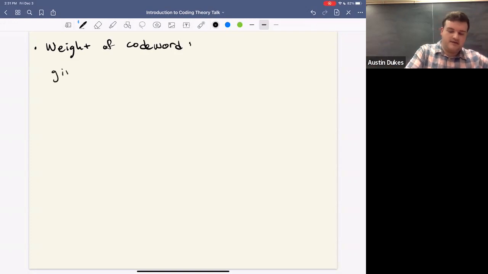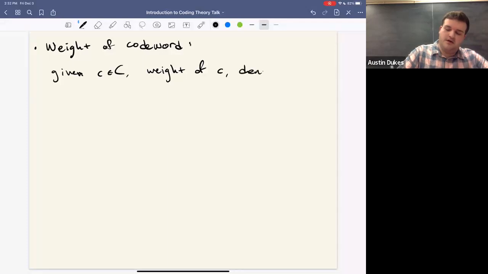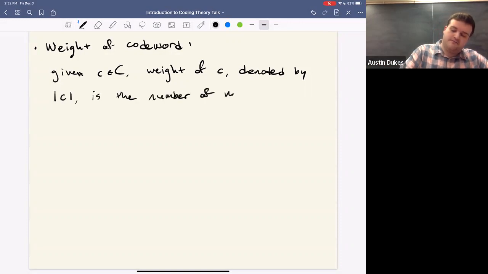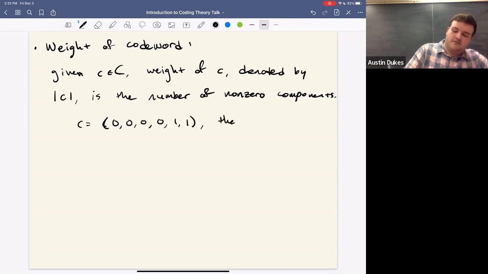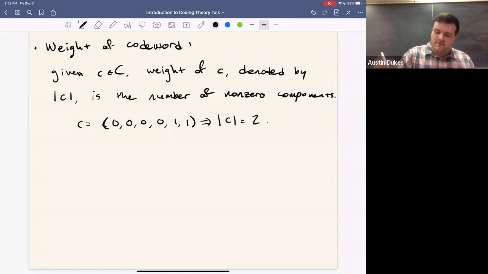So given any code word C in C, the weight of C, denoted by size of C, is the number of non-zero components. All right, so if C is 0, 0, 0, 0, 1, 1, then the weight of C is the number of non-zero components, so just 2. All right, so if you're looking at the code word itself, you just count up the non-zeros.